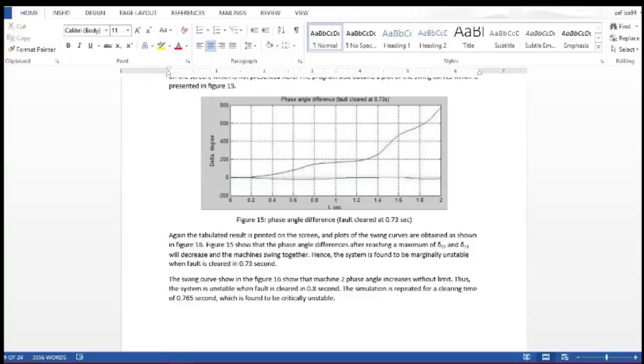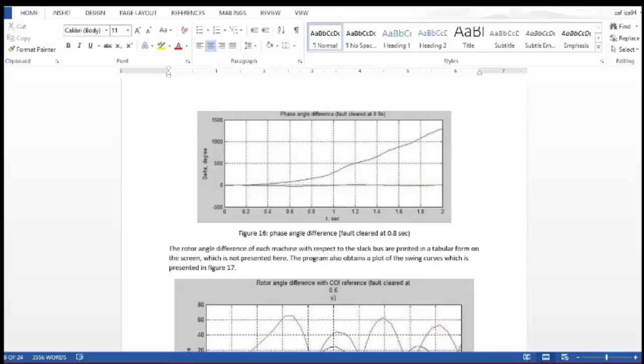The swing curve shown in figure 16 for the machines shows that the phase angle increases without limit, which means the system is unstable. The fault is cleared at 0.8 seconds, and when repeated, the clearing time is 0.76. They show that the system is not stable. Again, we then make a phase angle difference fault in figure 16.